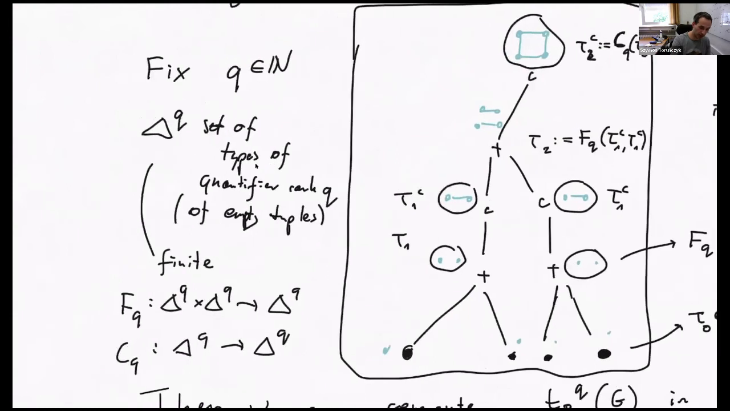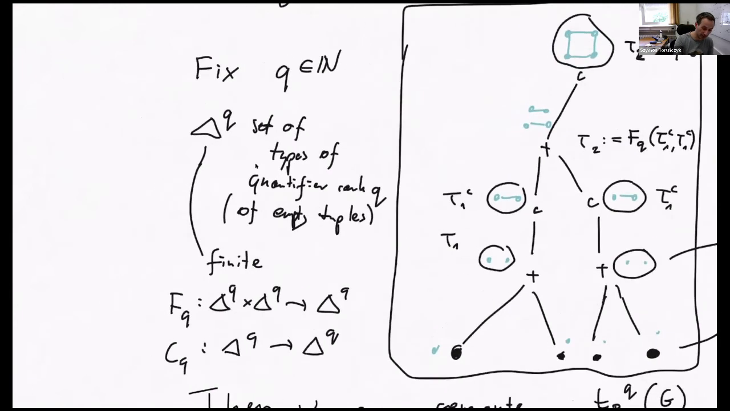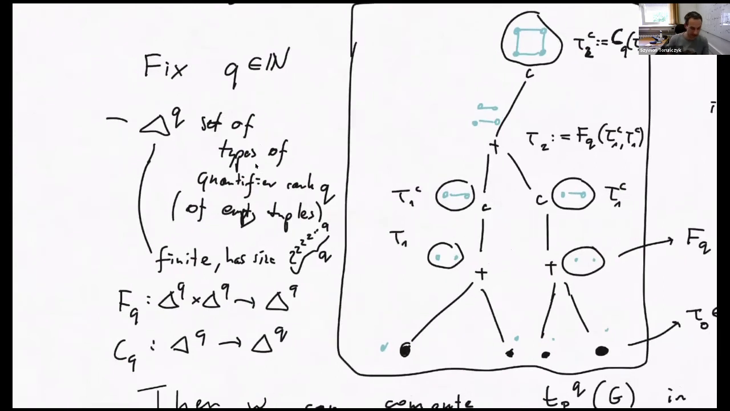But we should remark that this set of types is very big depending on Q. It is finite, but has size something like 2 to the 2 to the 2 to the, and so on up to Q. This is a tower of height Q. So it's a huge number for any fixed quantifier rank Q, but it's still finite. This looks like cheating, and it is in a sense.